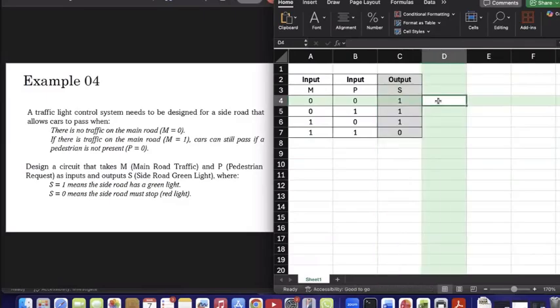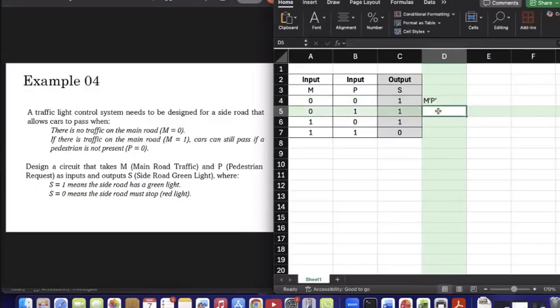So what is the equation here? It is sum of product: M bar P bar, plus M bar into P, plus M P bar. That's all.